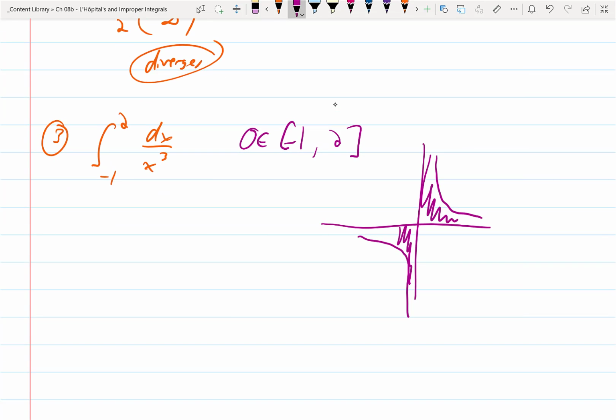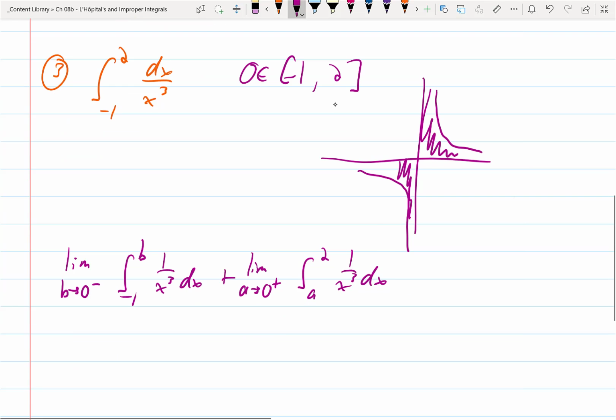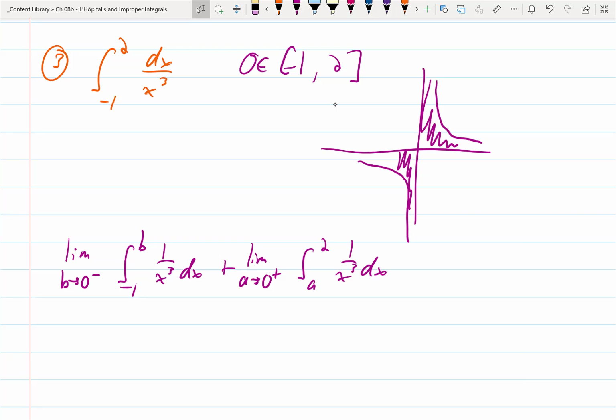Let's go. I have the limit as b approaches 0 from the left of the integral from -1 to b. So I'm splitting this around 0, of 1 over x cubed dx, plus the limit as a approaches 0 from the right of the integral from a to 2 of 1 over x cubed dx. So what I've done is I've split this around 0. I've created 0 from the left on the one coming in from the left and 0 from the right on the one coming in from the right.